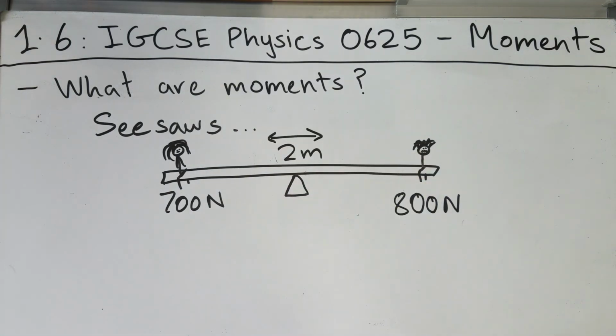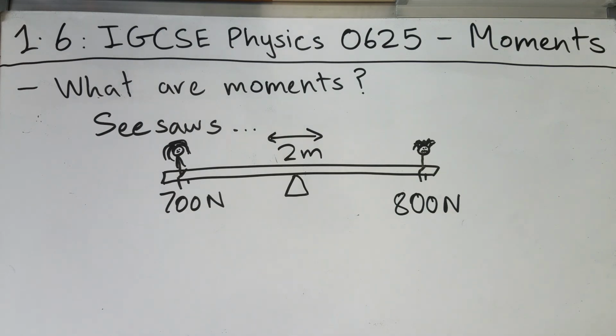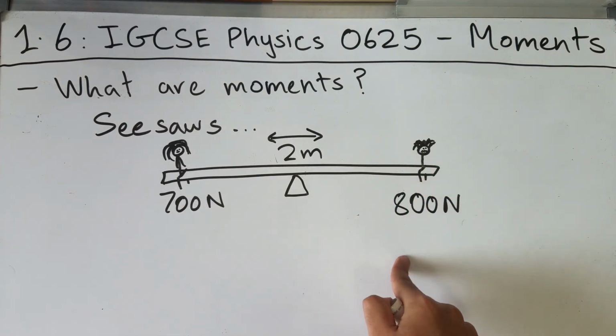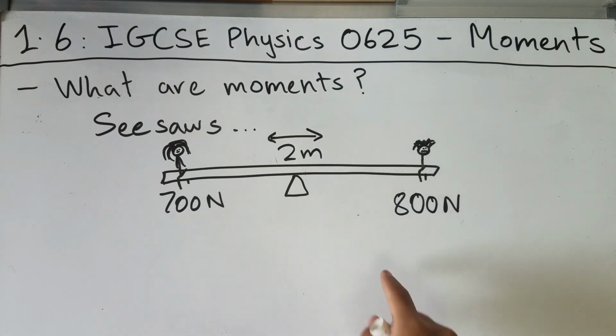So now that I know that these two people are sitting on the ends of the seesaw, and the distance along the axis of the seesaw is 2 meters, and the pivot is at the central point of the axis, I can calculate the magnitude of the moment or the turning effect and the direction of the turning effect for both of these people using the formula of moments. So let's calculate the moment of this boy.